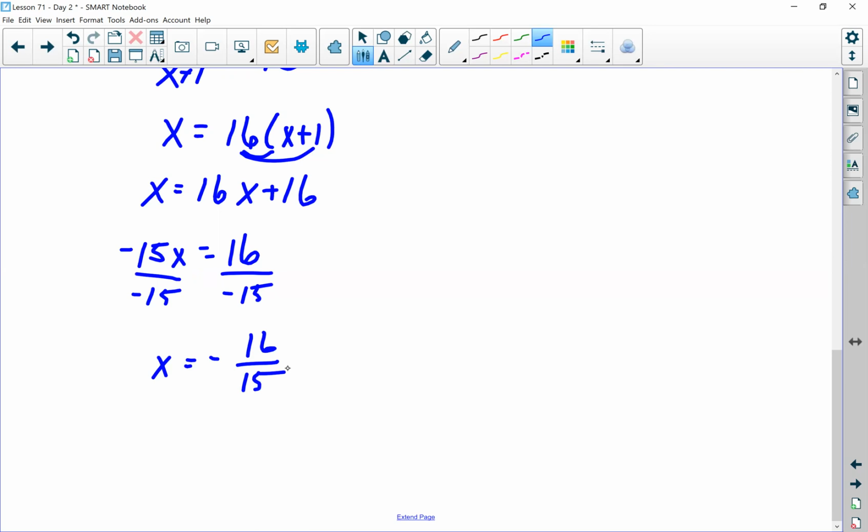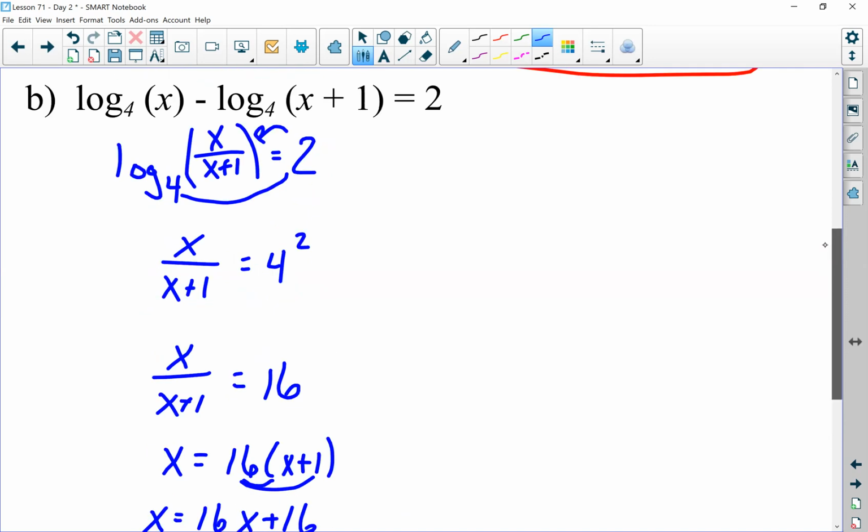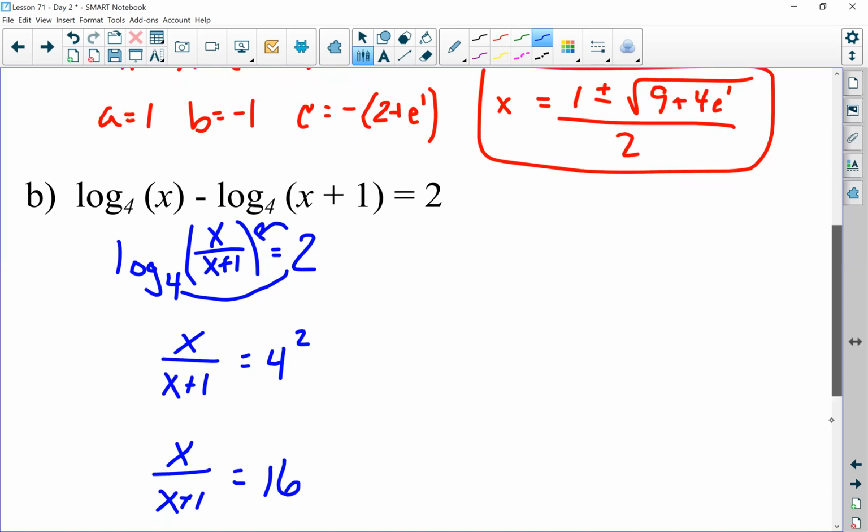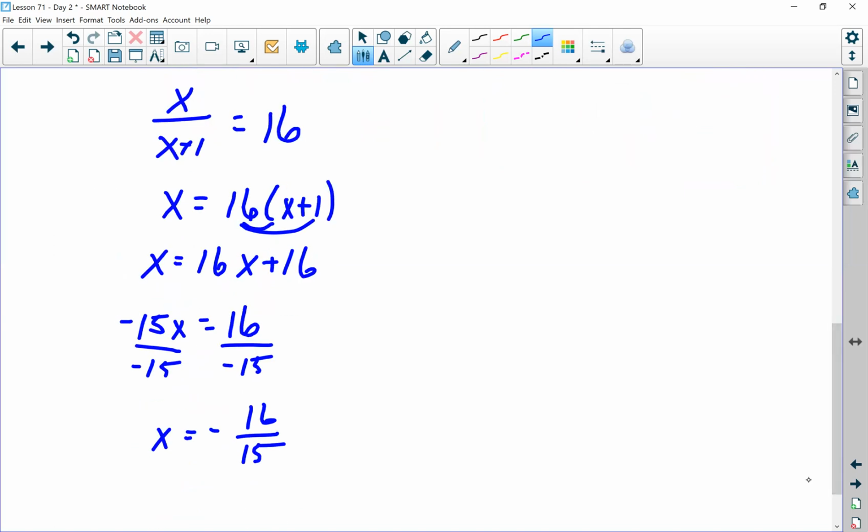Now any time you're solving an equation, it's always a good idea to go back and check. So if I took negative 16 over 15 and I plugged it in, we'd have a problem because we can't take the logarithm of a negative value. So because of that, negative 16 over 15 is not a solution. And in this case, we would have no solutions.